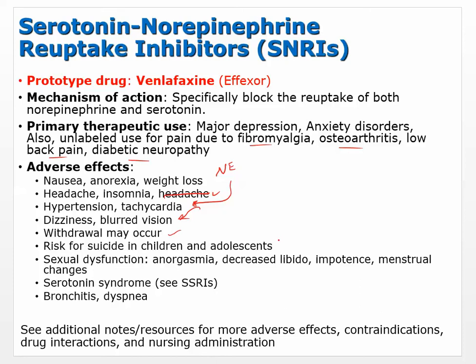It's really hard to tell, and some people question that because you're dealing with a patient that may already be suicidal. So sexual dysfunction does exist. The same kinds of things we saw with the SSRIs. Anorgasmia, decreased libido, impotence, menstrual changes is also included in the list here. Serotonin syndrome, so you can go back and look at that, and then also bronchitis and dyspnea.